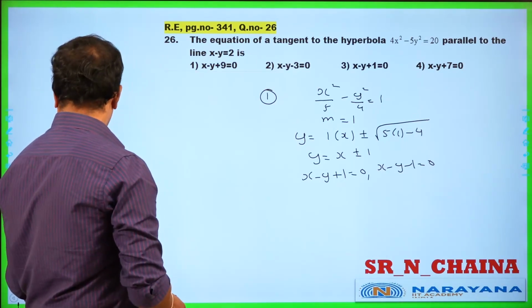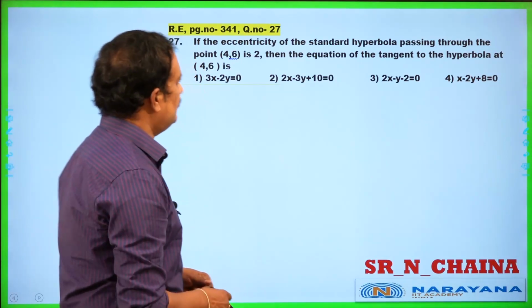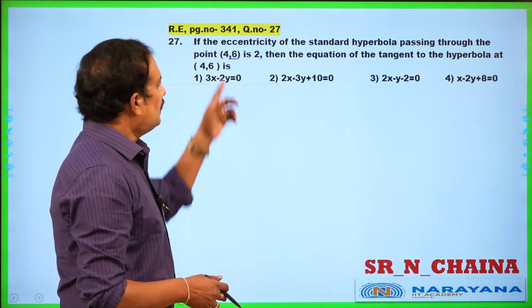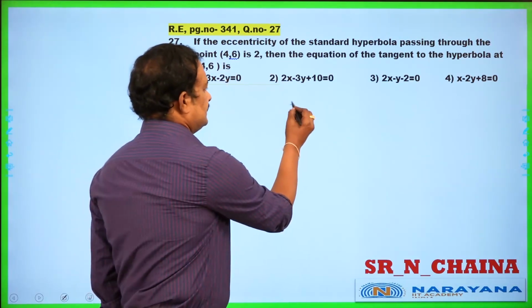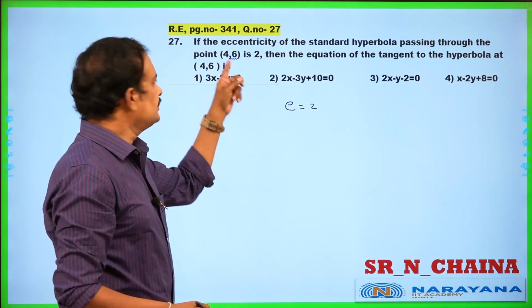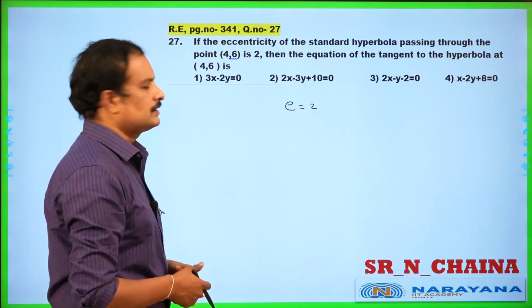So in this case, eccentricity of the standard hyperbola passing through this point 4, 6 is 2. So already eccentricity is given. What is eccentricity here? 2. And the hyperbola is passing through this point 4, 6 there. Then what is the equation of the tangent to the hyperbola at 4, 6?